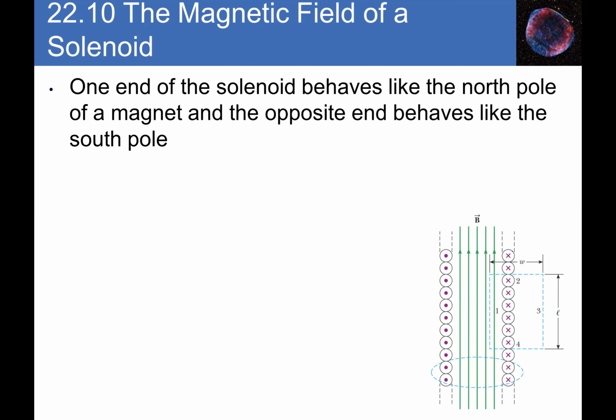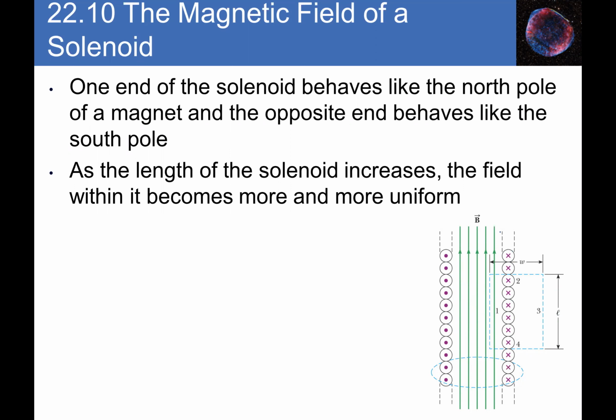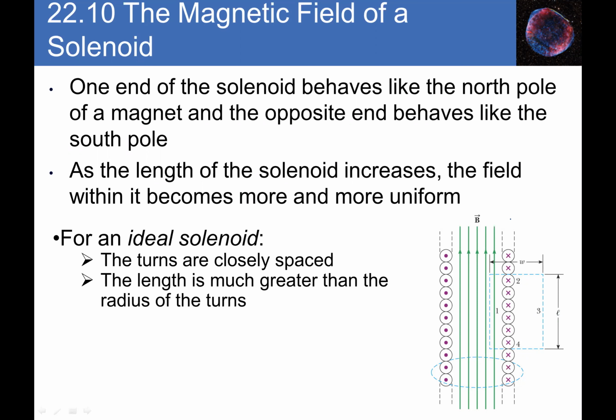The solenoid generally has a really large number of turns. And if you have a large number of turns, the magnetic field can be considered very uniform and strong inside and very weak outside. So let's summarize. As the length of the solenoid increases, the field within it becomes more and more uniform. For an ideal solenoid, the turns are closely spaced and the length is much greater than the radius. If here's the radius and this is the length, the length of the solenoid is much greater than the radius.